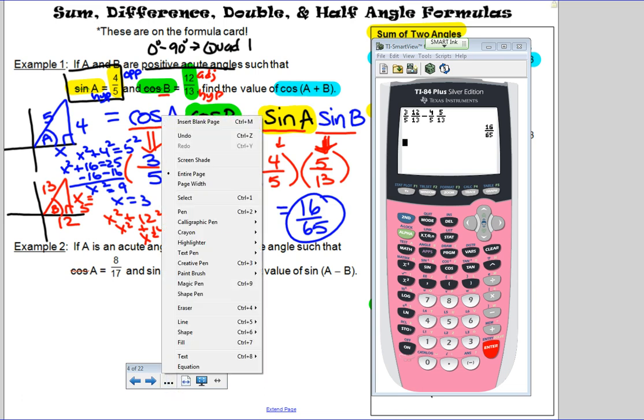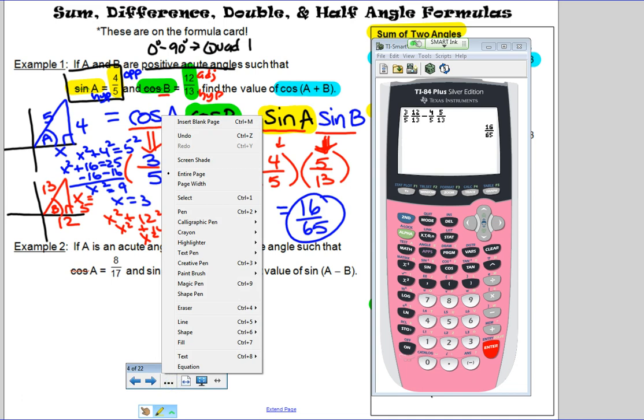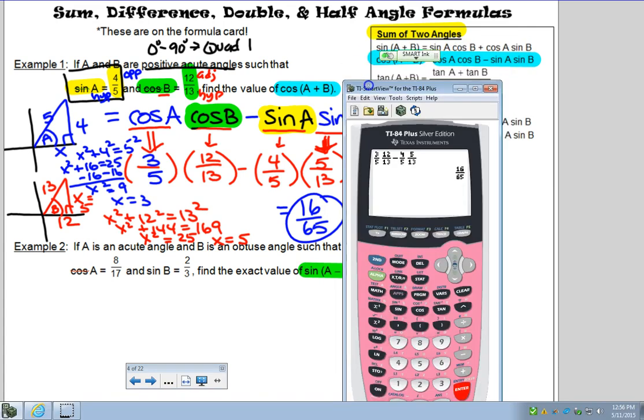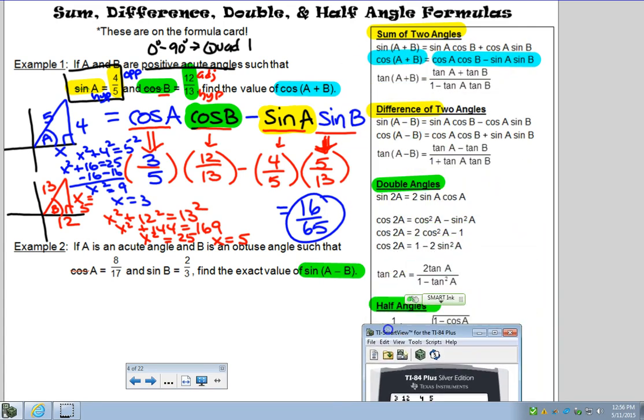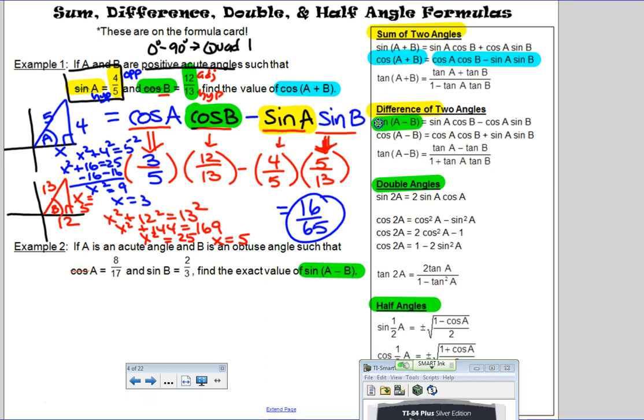So once you see that it's an A minus B formula, then you know you're going to go to your formula card. So anytime you see the sum or difference or double or half involving trig of the angles, you're going to definitely go to your formula card. So sine A minus B. I'm going to find the sine of A minus B, which is right there, and I'm going to use that formula. So we'll start by writing that on.